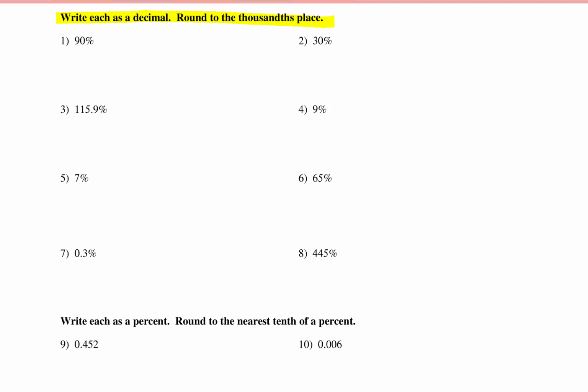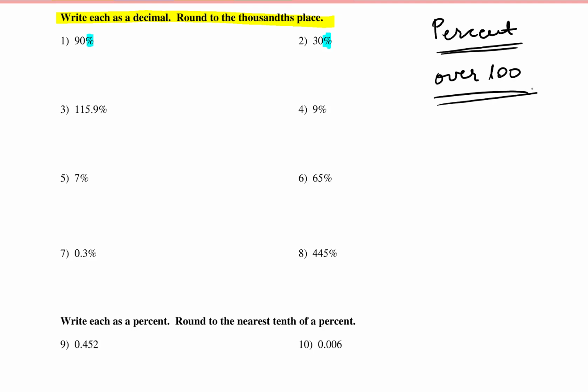So first of all, this symbol here means percent. Now percent, if we write it percent, it actually means over 100. So if we have 90%, it means 90 over 100. And if you put that in the calculator, you will get 0.90 or just 0.9.